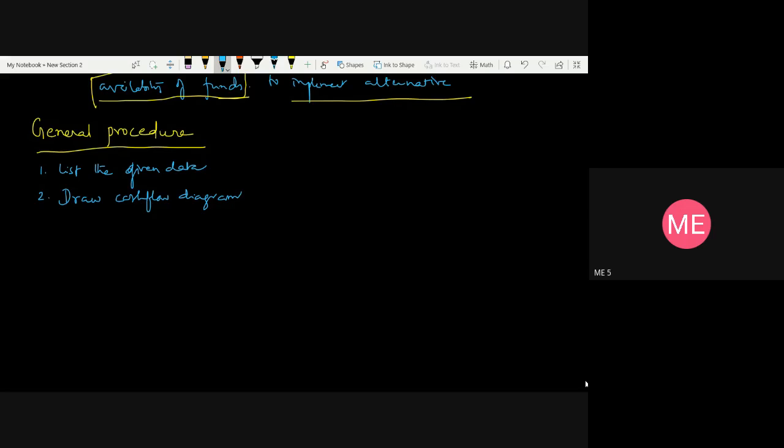Okay, indicating the cash flow diagram, you know how it can be drawn, indicating all the cash inflows and cash outflows. It may be a cost, or it may be a revenue. So all should be mentioned in the cash flow diagram.